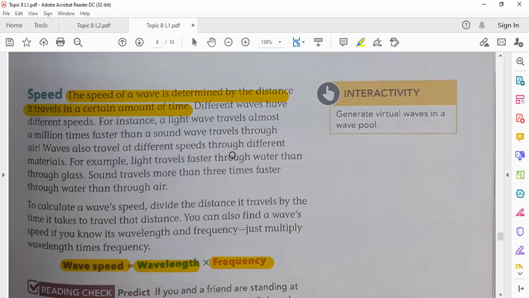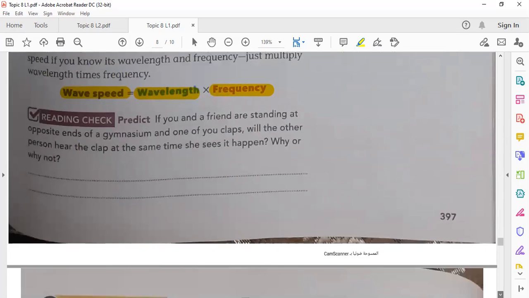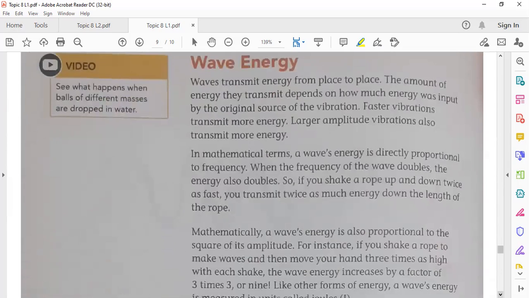Waves also travel at different speeds through different materials. The speed of the wave is also different according to the medium. Light, for example, travels faster through water than through glass. Also, sound travels more than 3 times faster through water than through air. That is, sound waves travel faster in water than through air. Wave energy.